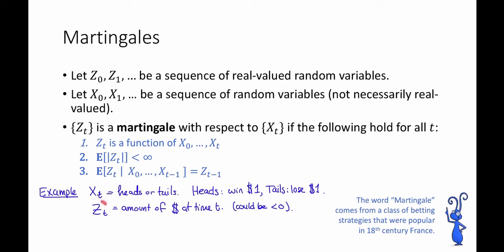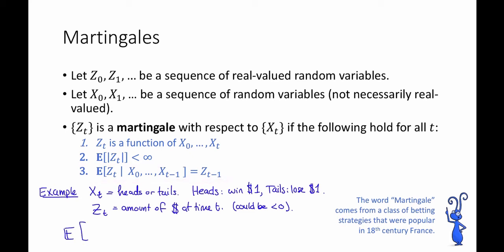Now I claim that z sub t, this sequence, is a martingale with respect to the x sub t's. Let's see why. So first, z sub t is definitely a function of x0 through xt. How much money I have at time t depends only on the coins I flipped so far. Second, the expected value of the absolute value of zt is certainly finite, since it can't be bigger than t. And now let's check this third thing.